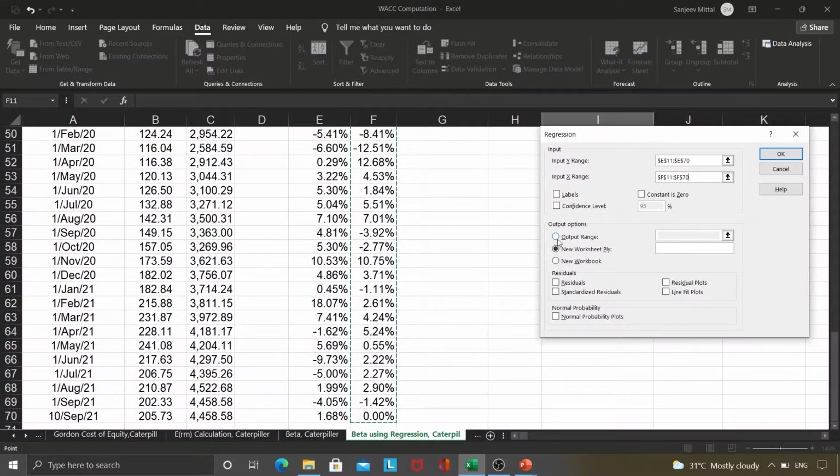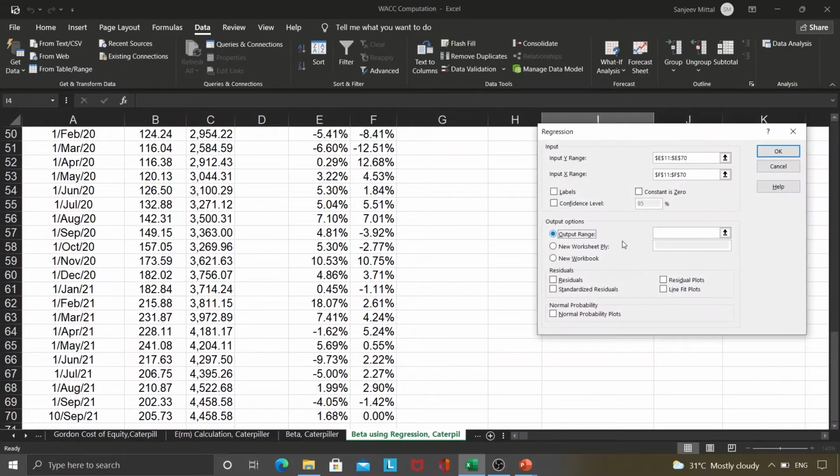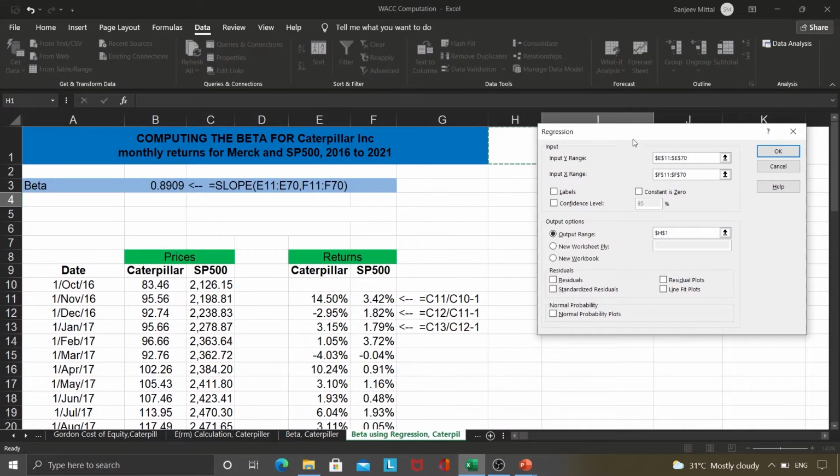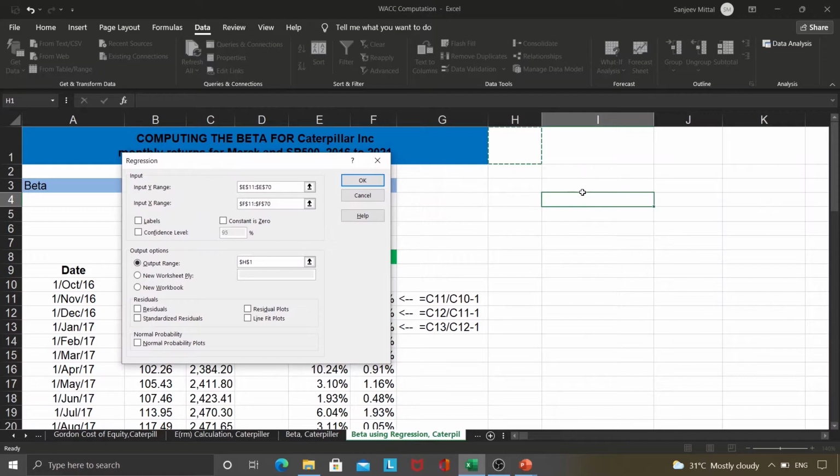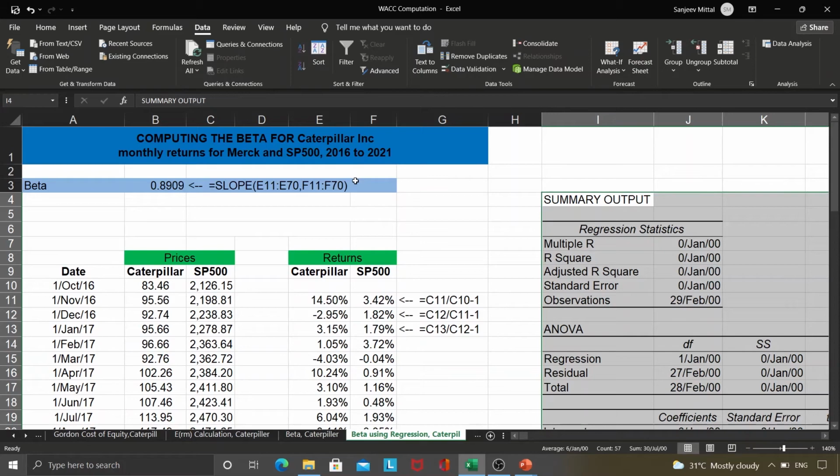Once you have done that, your output range needs to be selected, that is, at which place you want to get the results. So I'm selecting my output range as I3 or I4, whatever you want. So I have selected I4. And if I click on OK, you will see that we will get some results.